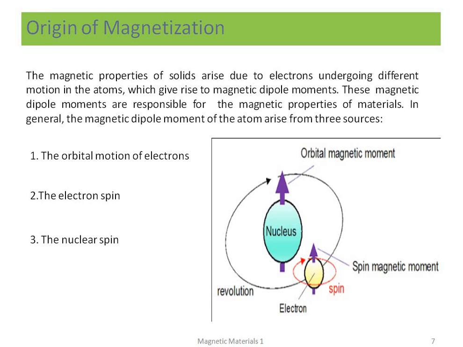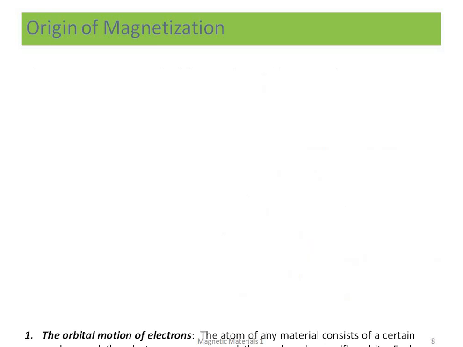That is, the magnetic properties of solids arise due to the electrons undergoing different motions in the atoms, which give rise to magnetic dipole moments. These magnetic dipole moments are responsible for the magnetic properties of materials. In general, the magnetic dipole moment of an atom arises due to three main reasons: orbital motion of electrons, electron spin, and nuclear spin.